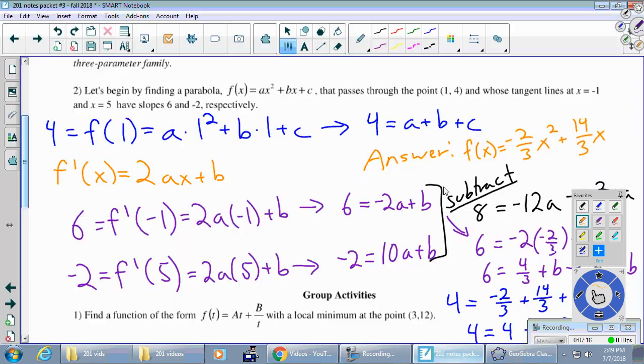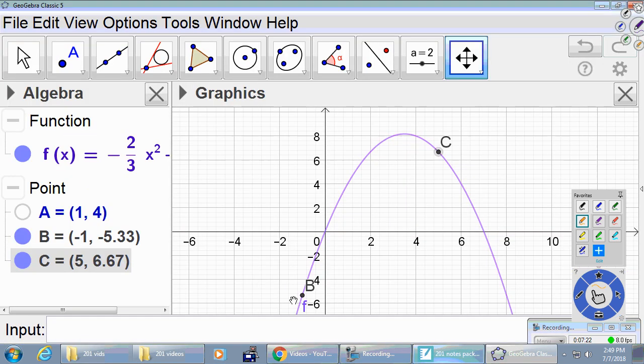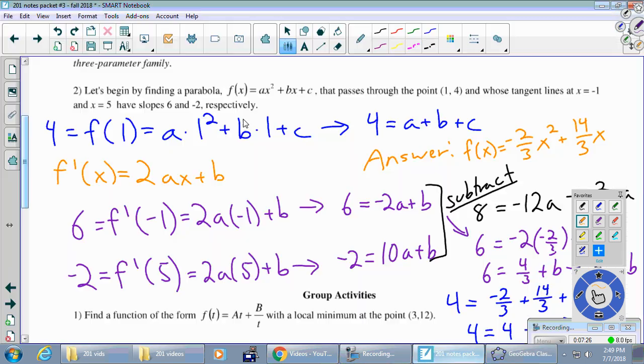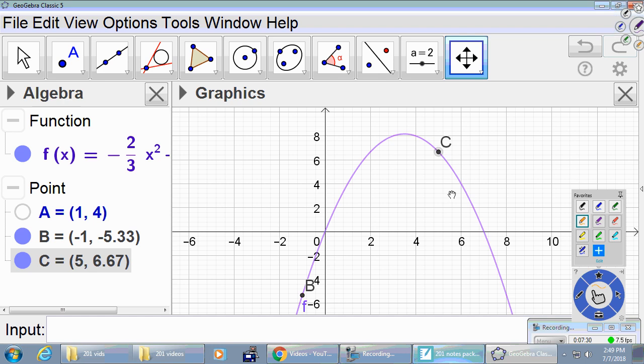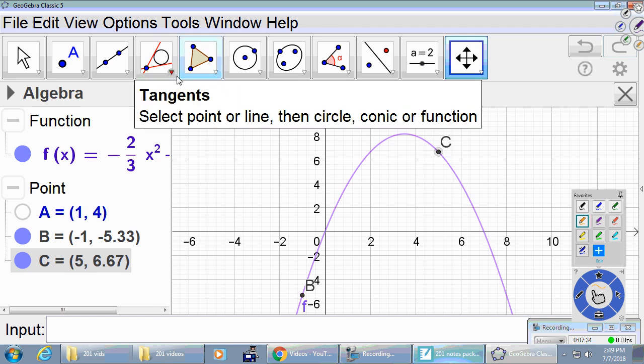And what we wanted was the tangent line at the first point to have a slope of 6. Is it reasonable? This one here is uphill, and it's pretty steep. And then the other one was supposed to have a slope of -2. This one is downhill, not quite as steep as the other uphill one, but we can actually ask GeoGebra to find those tangent lines for us.